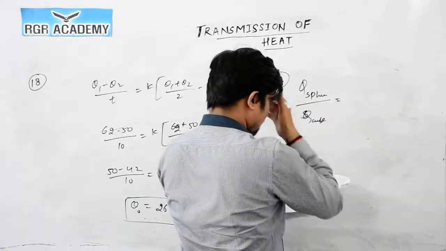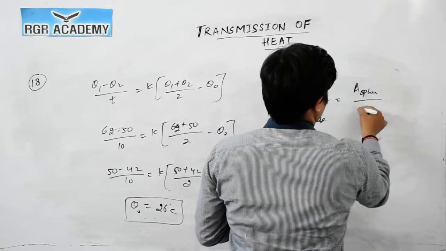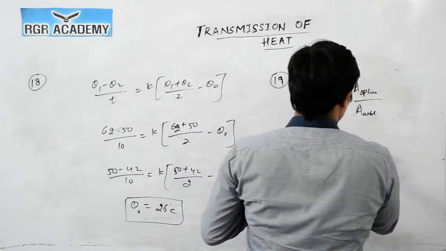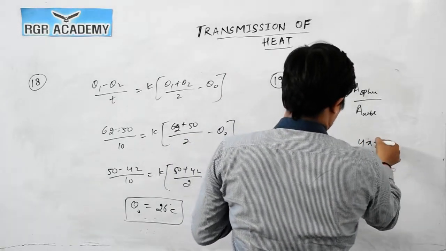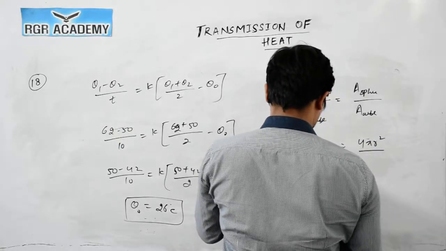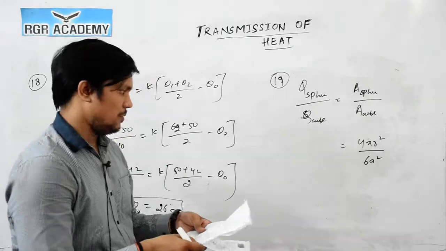So all the things are same, so we can say that it will be proportional to area of sphere by area of cube. Area of sphere is given by 4 pi r square and the area of cube is given by 6a square. A is the side length of the cube and volume is given same.